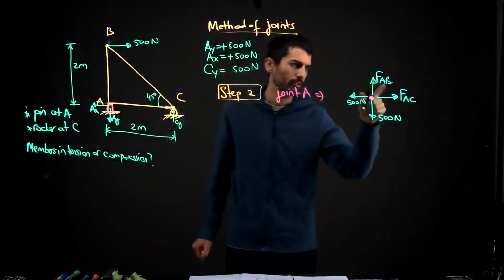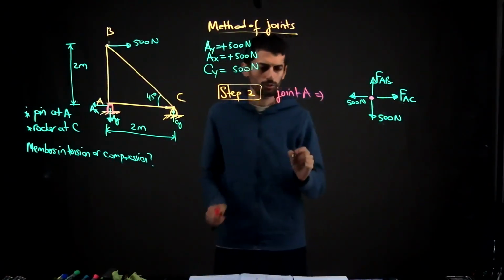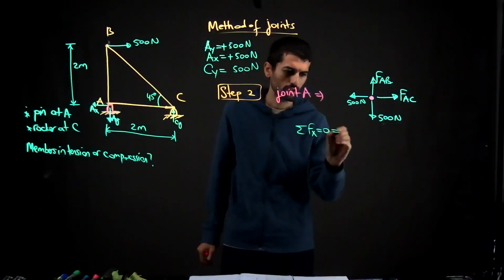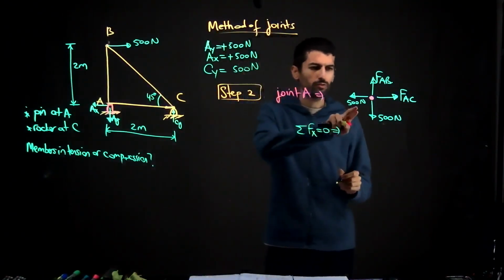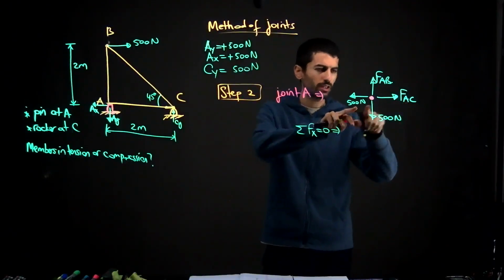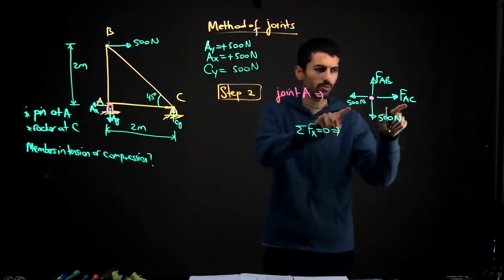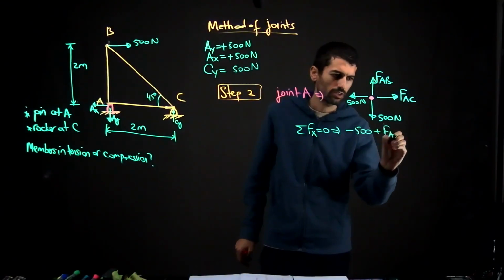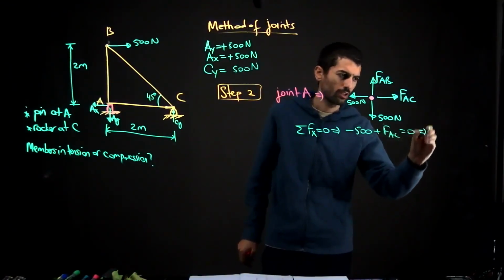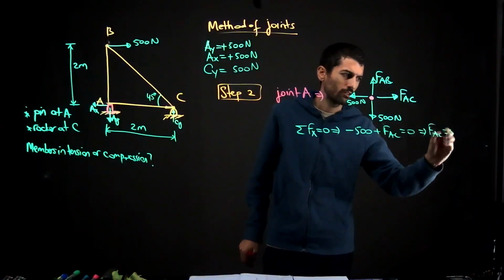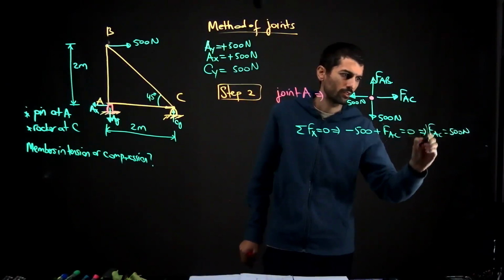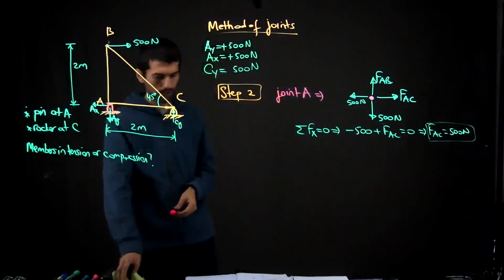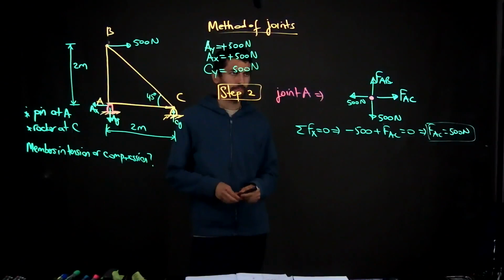And then we have two unknowns. It means we need two equations. So the equation number 1 will be that the forces in x direction is equal to 0. So we have one force and two force. This one is negative since it is to the left. This one is positive. So it will be negative 500 plus FAC, and then we will have the FAC as 500 newtons. That is for the x direction forces.